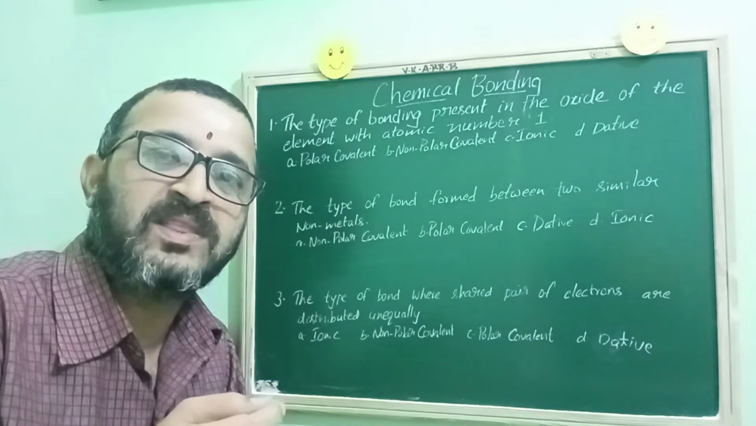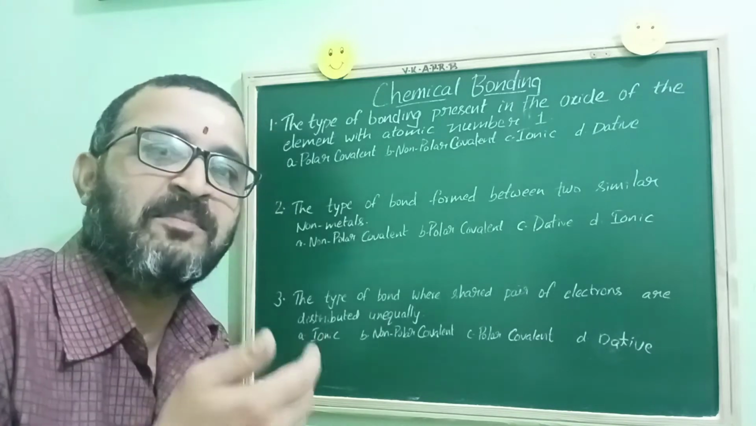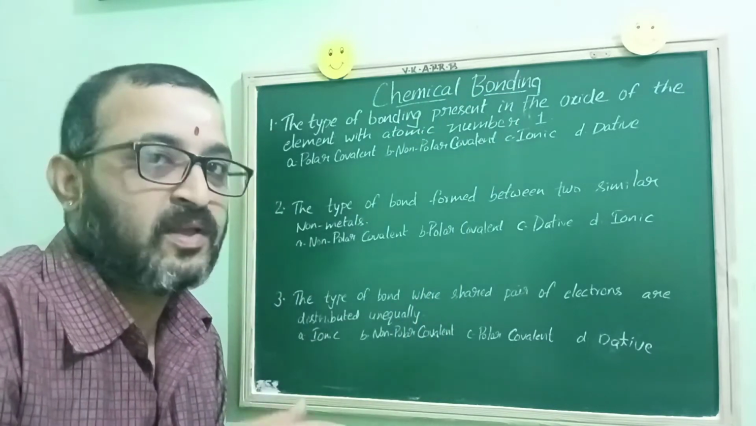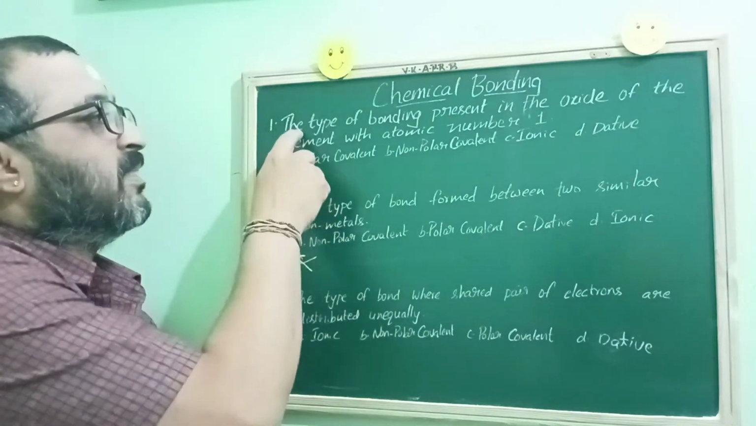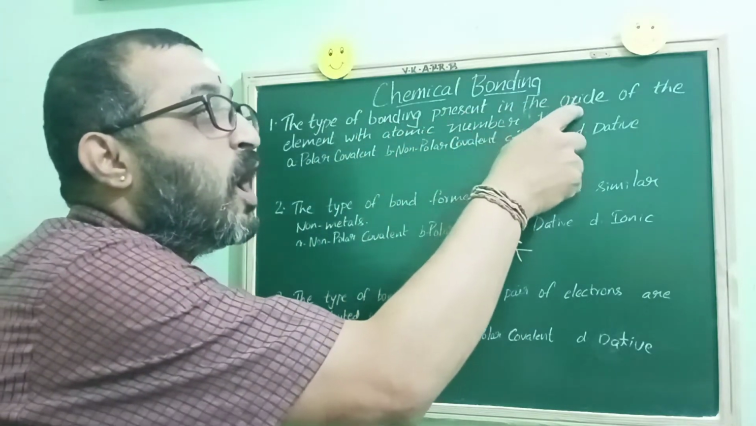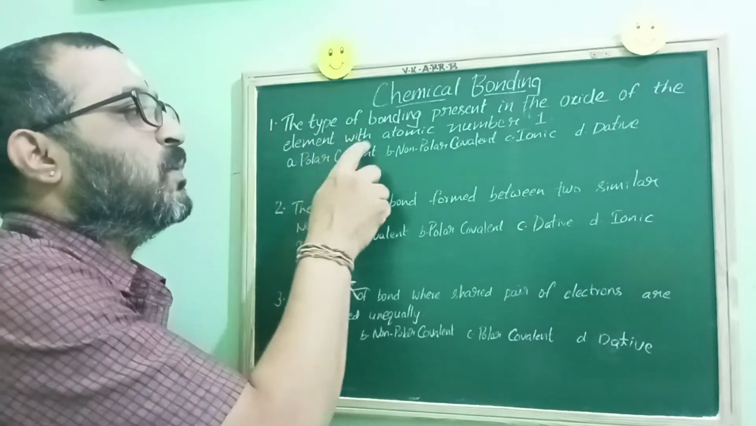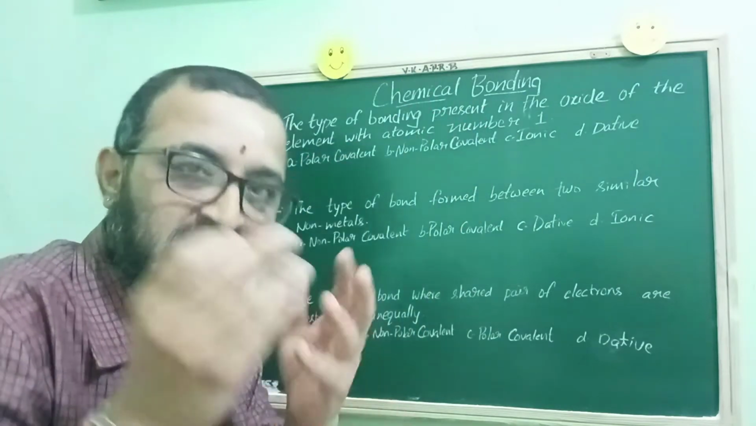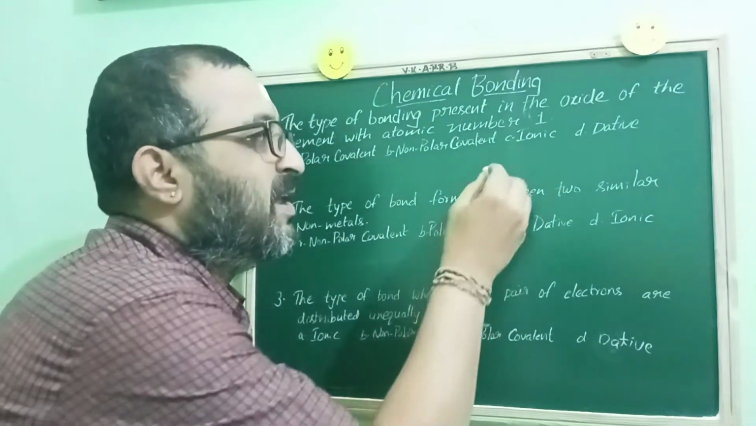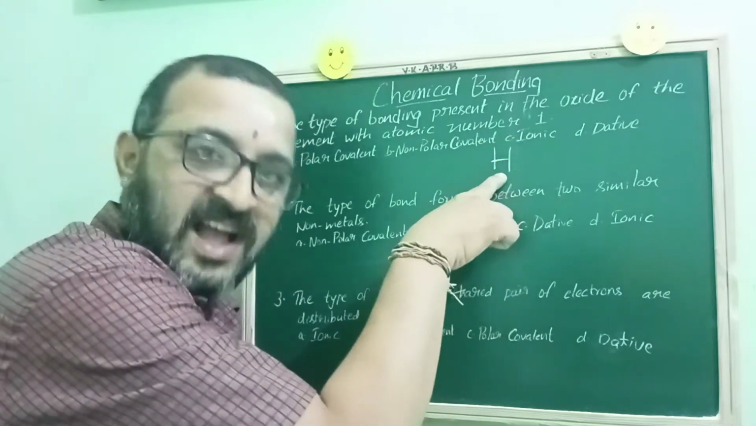Children, today we will start with the MCQ of the next chapter, that is chemical bonding. So we will go to the first question. The type of bonding present in the oxide of the element with atomic number 1. Children, which is the element that is having atomic number 1? Yes, you are right, it is hydrogen.